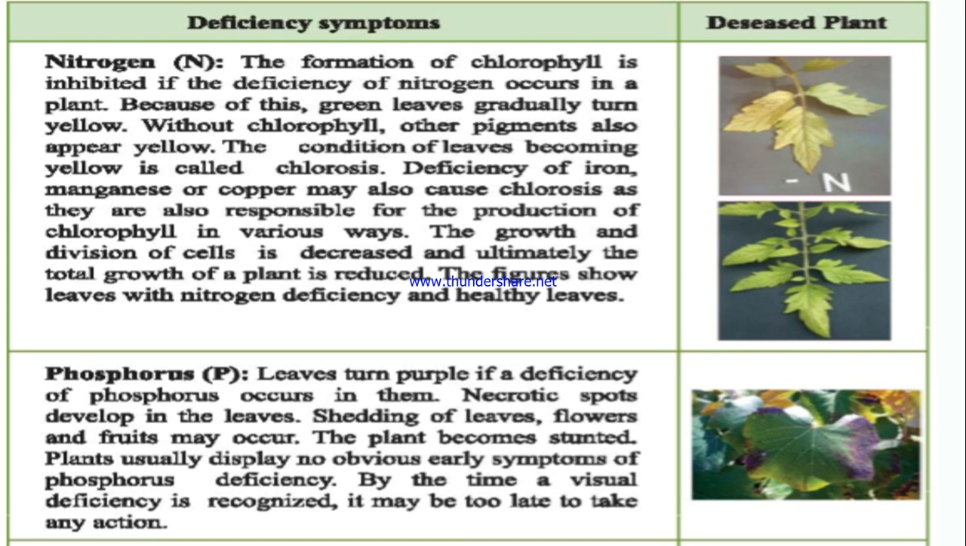So next, phosphorus. In case there is any deficiency of phosphorus, leaves turn purple. Okay. So P for phosphorus, P for purple. You can remember like that. So if leaves turn purple, we can also find some necrotic spots develop in the leaves. And we also see some shedding of leaves, flowers, and fruit. So this will be a very visual deficiency. So it will be easier to recognize which nutrient is absent.